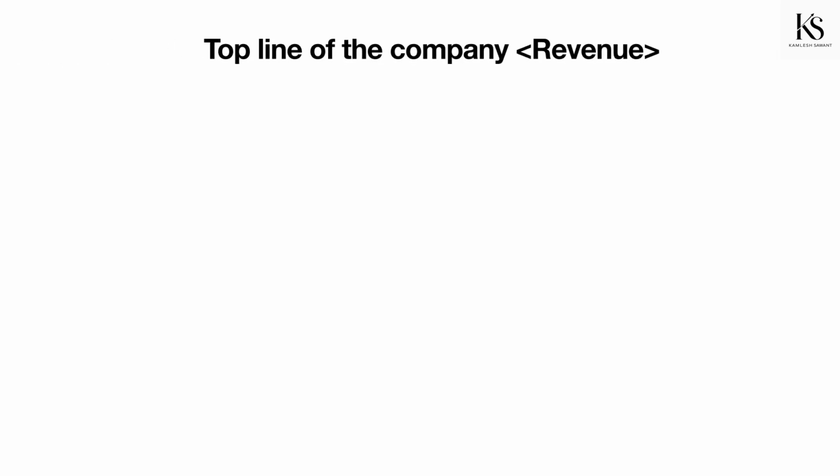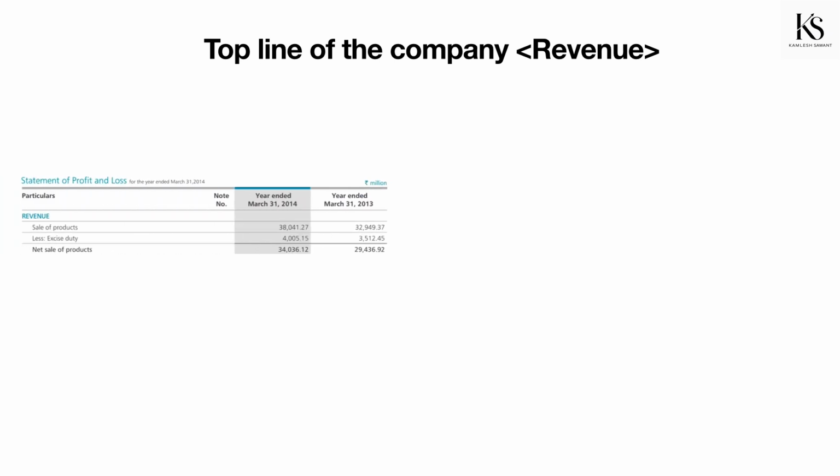The top line of the company, revenue. You may have heard analysts talk about the top line of a company. When they do so, they are referring to the revenue side of the P&L statement. The revenue side is the first set of numbers the company presents in the P&L.